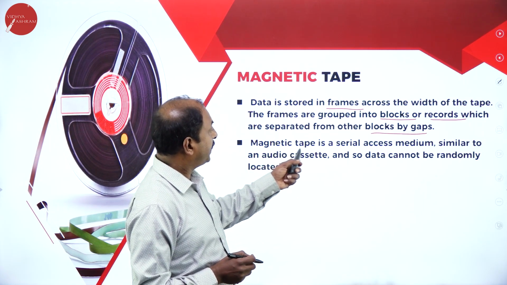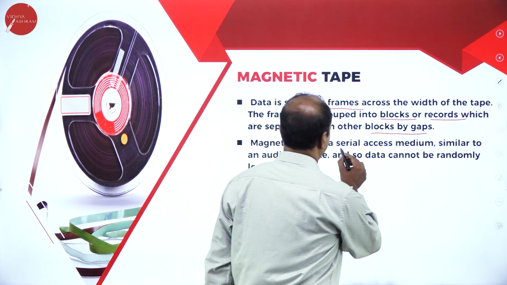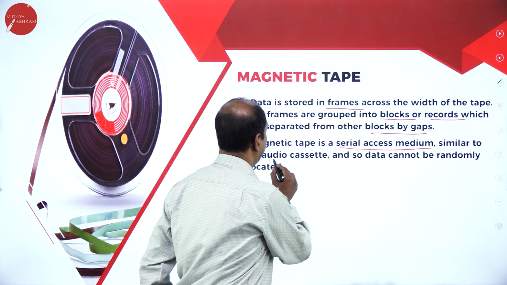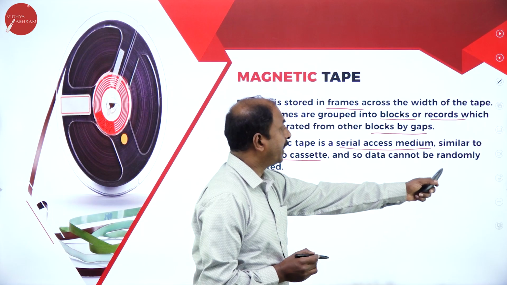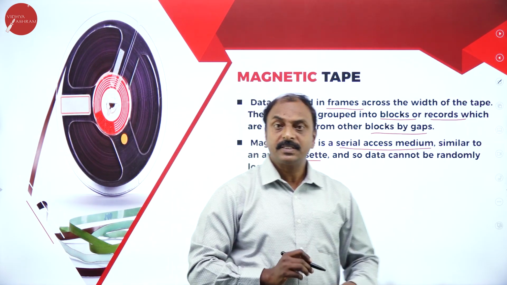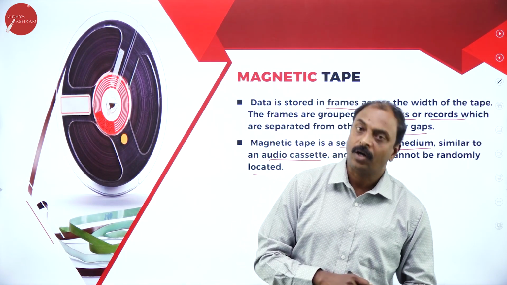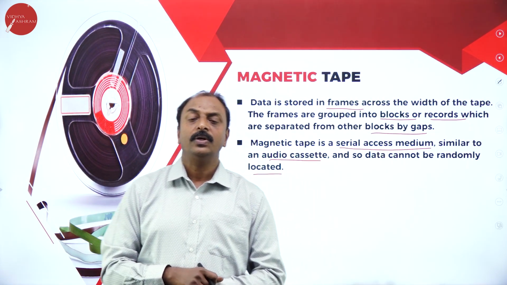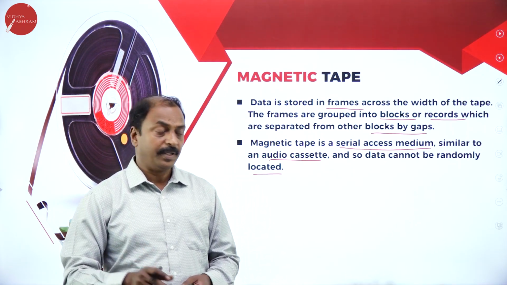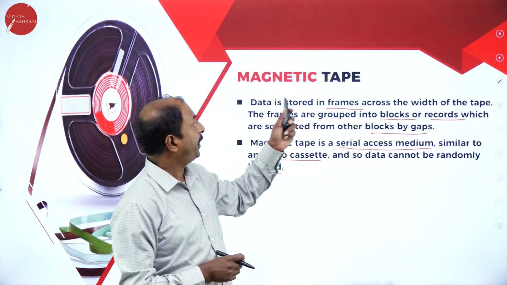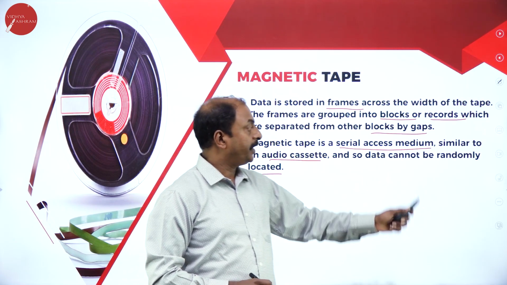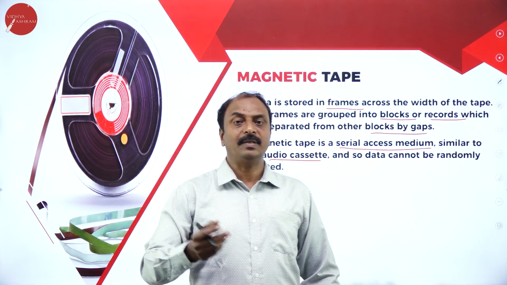And magnetic tape is a serial access medium, similar to an audio cassette. So the data cannot be randomly located. In the previous example, the hard disk, that is a storage medium where we can pick up or access the data randomly. But in the magnetic tape, we have to access the data sequentially or serially. So what is the meaning of that?